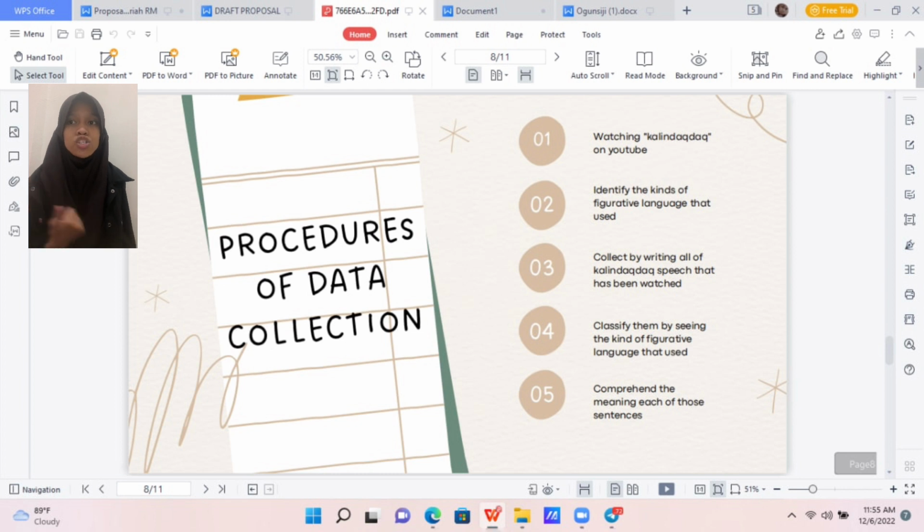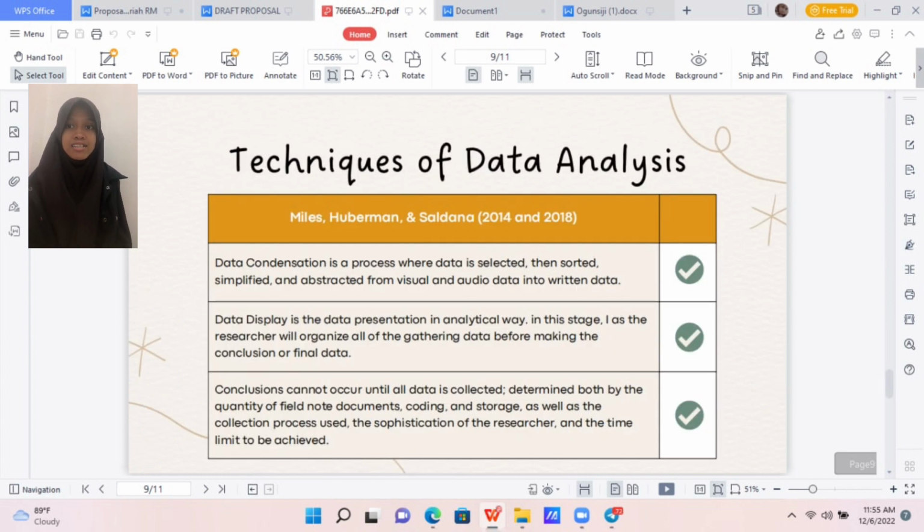The first, I watch the Kalindada on YouTube, and then I identify the kinds of figurative language they use, and then collect by writing all of Kalindada speech that has been watched, and then classify them by seeing the kind of figurative language they use, and then comprehend the meaning of each of the sentences. Okay, next slide. Techniques of data analysis.